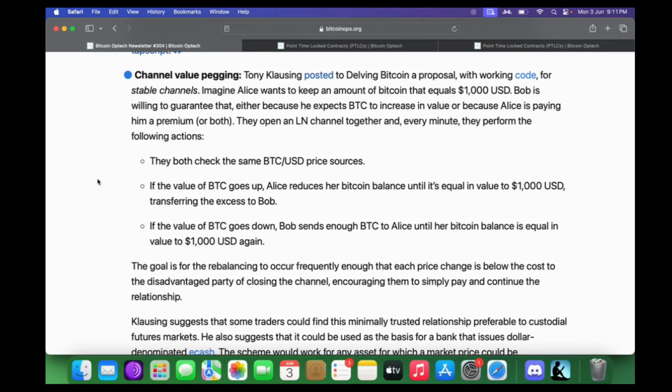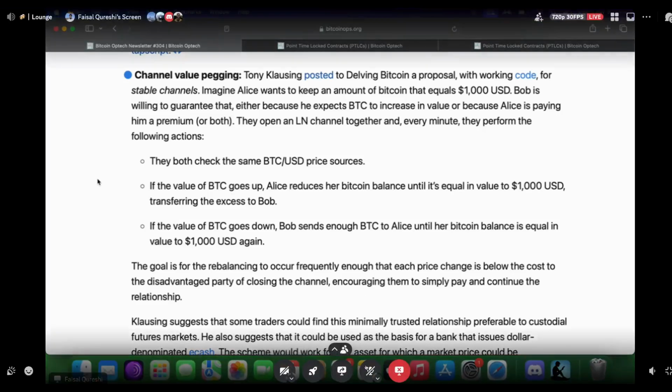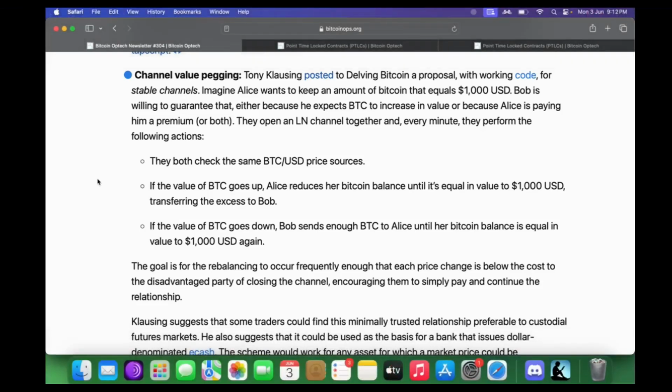Just one question first. The first paragraph says either because he expects BTC to increase in value or because Alice is paying him a premium. A very basic question: what is the second part of this? I understand why Bob is doing this. The incentive for Bob is that he is expecting BTC to increase in value. But what's the second part of it? How does Alice paying a premium affect this?